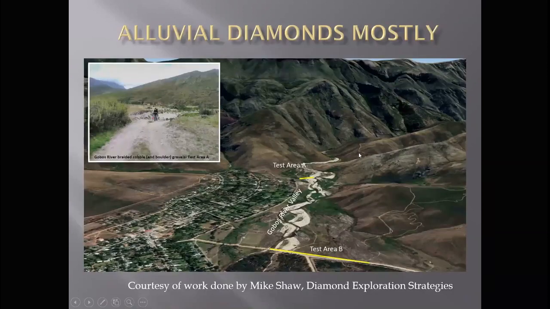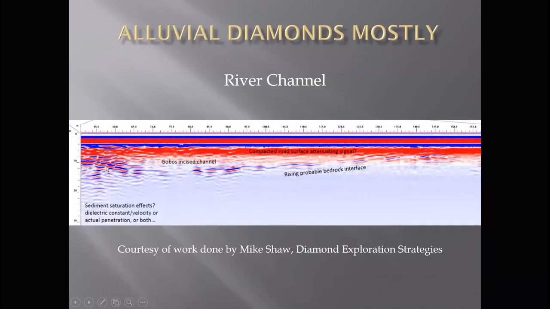Here's a real life survey done by Mike Shaw for diamond alluvials using our equipment. He did this himself. This is the Gobos River Valley in the Cape. He wasn't actually looking for alluvials right here, he was just testing it. That's what the river looks like, and you can see that here is the base of the river channel.